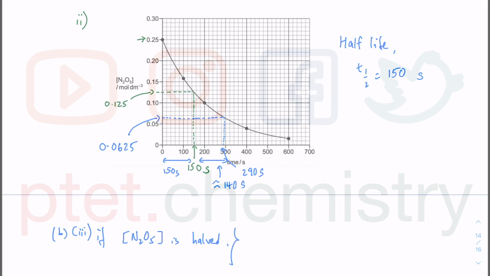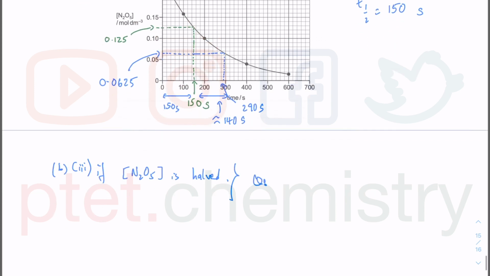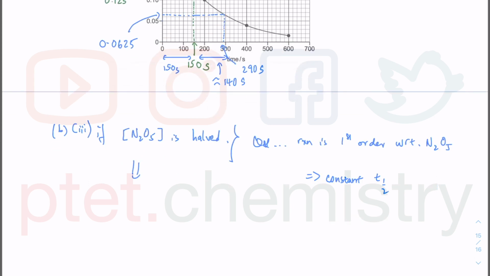So did they tell us it's first order? They did tell us it is first order. In the question, if you look carefully, just above part 1, the reaction is first order with respect to N2O5. So that means constant half-life. That is a given for a first order reaction. Now they ask you to suggest what happens when you halve the concentration. There will be no change at all. So half-life remains the same, or remains constant, because the question already told us it is first order with respect to N2O5, back on page 10 just above part 1.